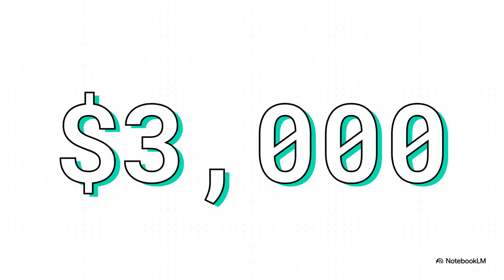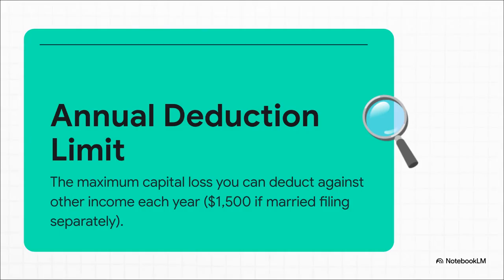This is the number. If you remember one number from this whole section, make it this one: $3,000. That's the magic number. So here's the deal. That's the maximum amount of capital loss you can use to reduce your other income, like your paycheck, in a single year. Oh, and it's half that, just $1,500 if you're married filing separately.